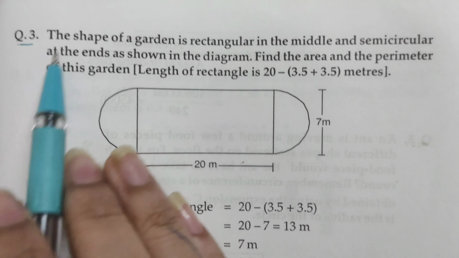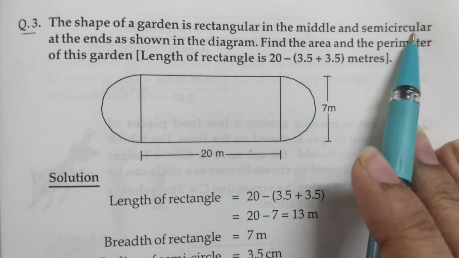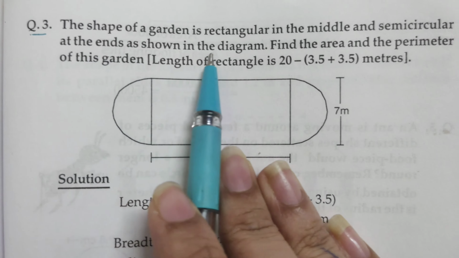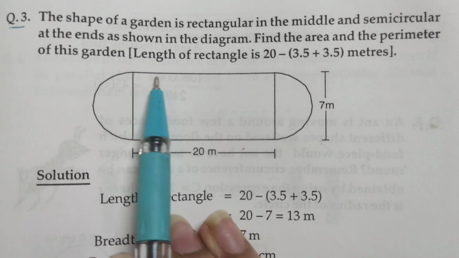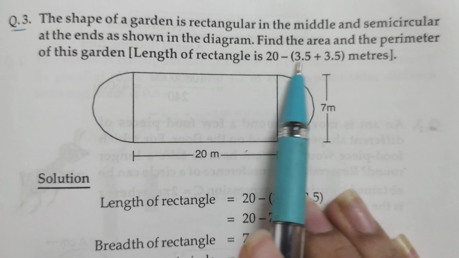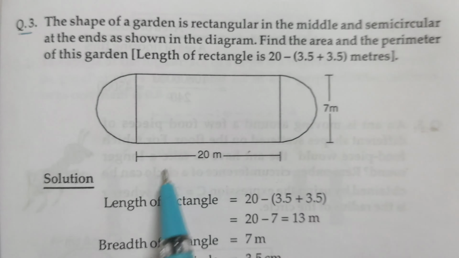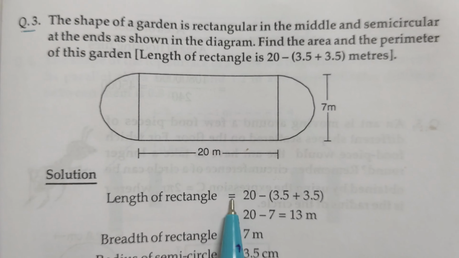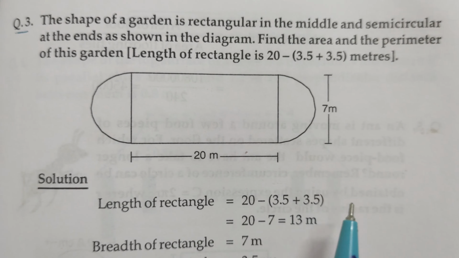Question 3. The shape of the garden is rectangular in the middle and semicircular at the ends as shown in the diagram. Find the area and the perimeter of this garden. Length of the rectangle is 20 minus 3.5 plus 3.5 meters. So length of the rectangle is given, that is 20 minus 3.5 plus 3.5.